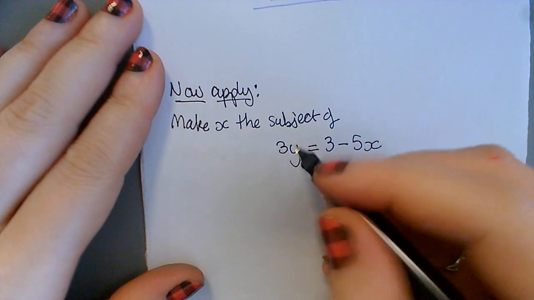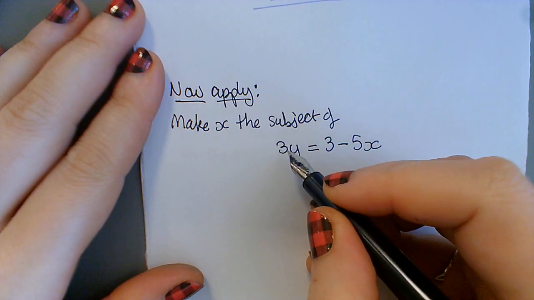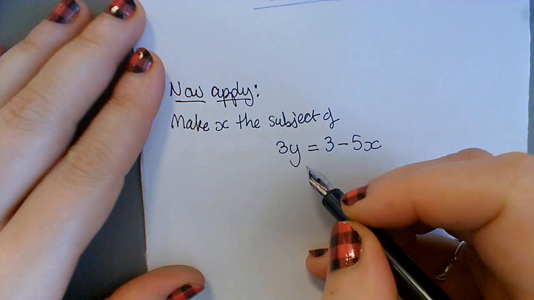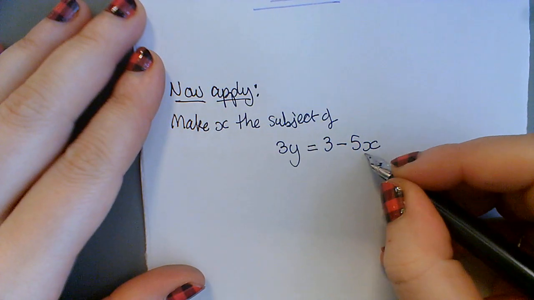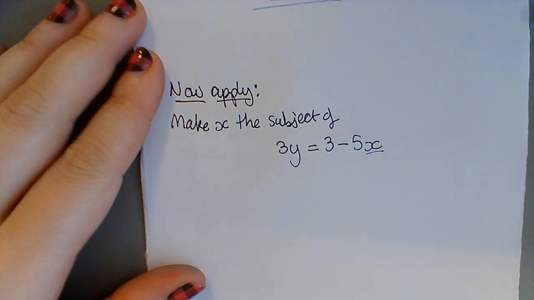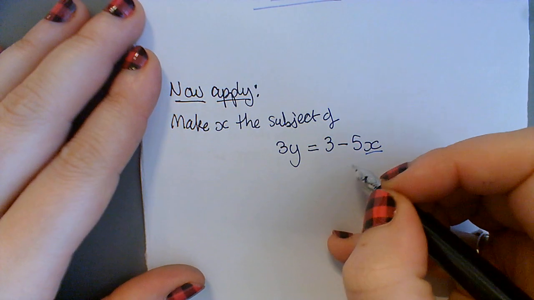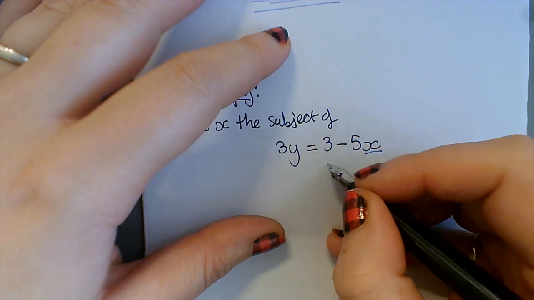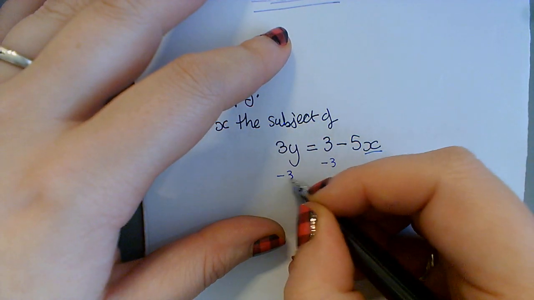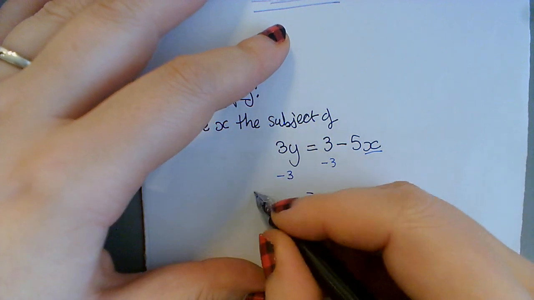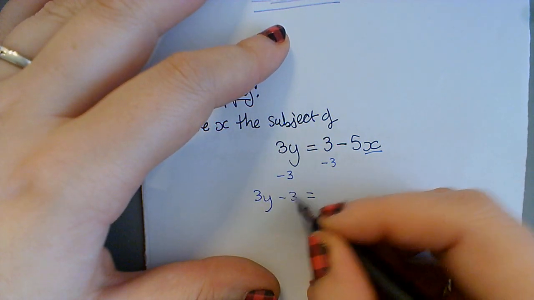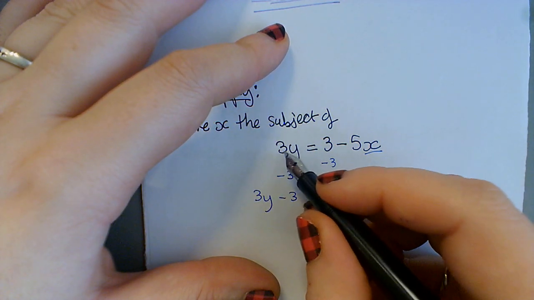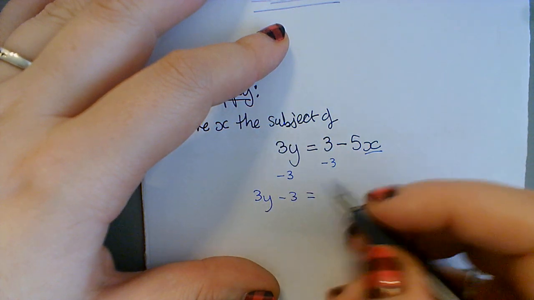Okay, in this one, y isn't already the subject because it's 3y, not y. But it doesn't matter because I'm looking to make x the subject. So again, I'm just going to very carefully solve it. I'm going to start by working backwards by taking away that 3 from both sides. So that will give me 3y minus 3. I can't do that any more simply because that's 3 lots of y. Take away 3. I'm just going to leave it.